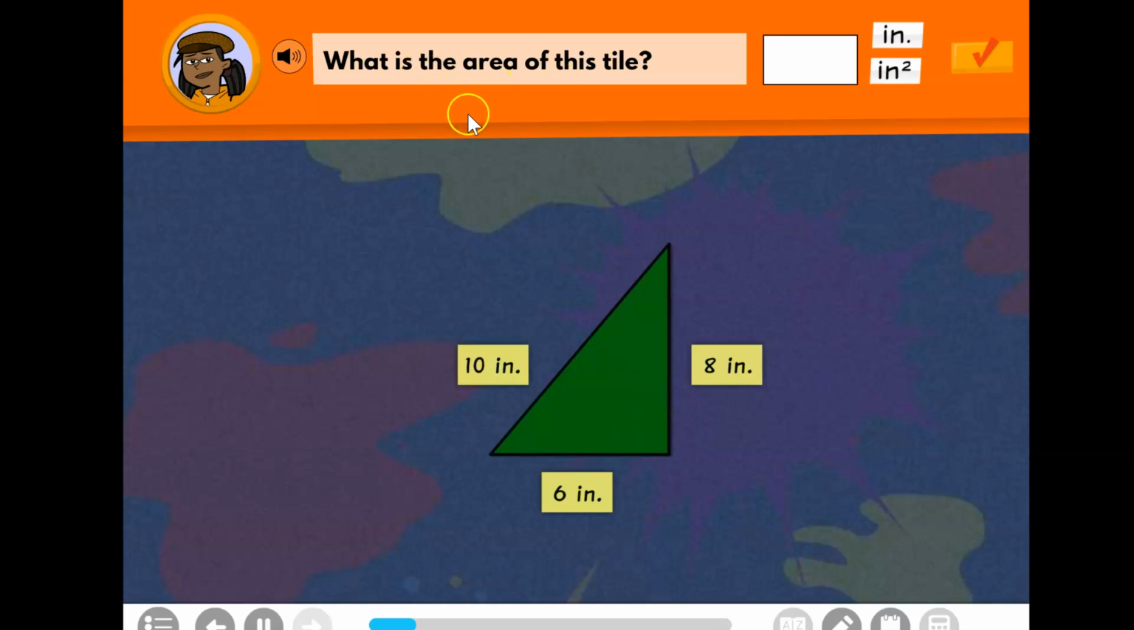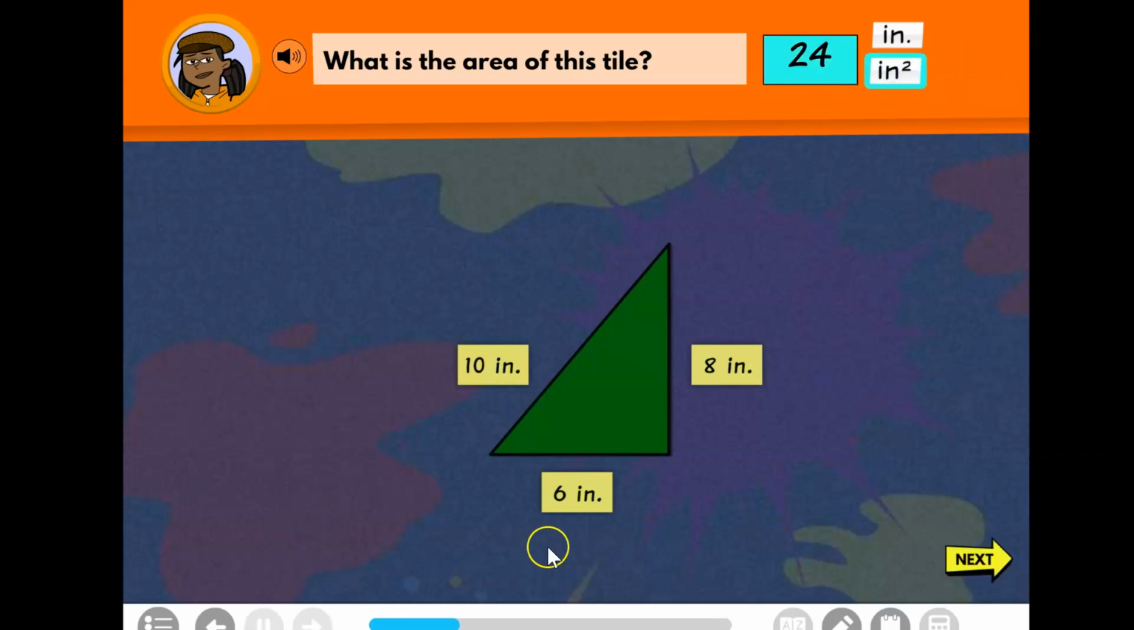What is the area of this tile? So here it says area, right? So that's area of a triangle. That's base times height divided by 2. So 8 times 6, right? Your base and your height. 8 times 6, that's 48. Divide that in half. Take half of 48 or divide that by 2. You get 24. And then just remember, say inches squared for area, right?